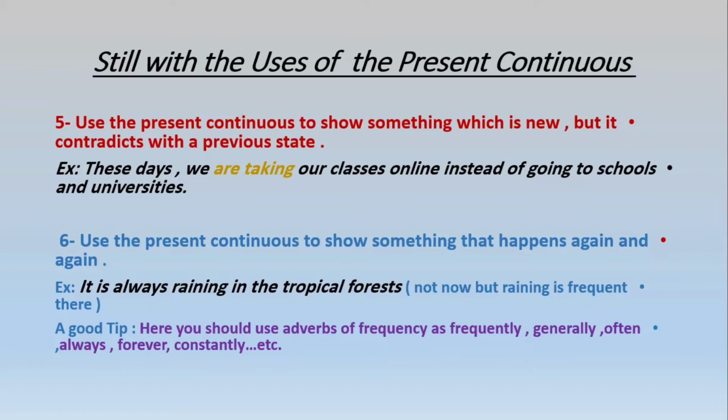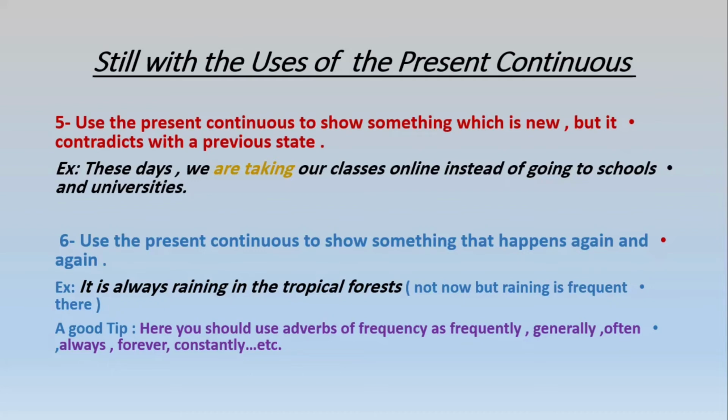This state contradicts, or is different from, or contrasts our state before, that we took them in real classes, instead of going to schools and universities. So when we talk about a new state, a new action, a new verb, a new condition that is different from one before, that contradicts one before, we can use the present continuous to express it.